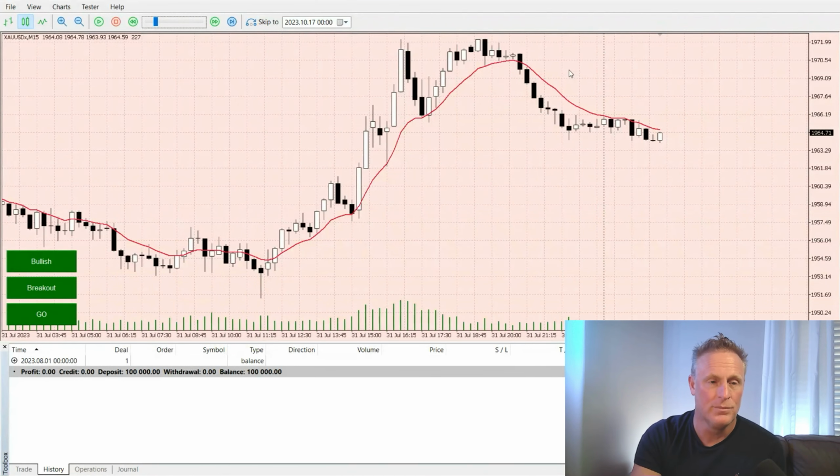Okay. So what I'm going to do is slow this way down, and we're going to let each little tick of the candle flow through here, and we'll see if we can get this to cooperate a little bit.